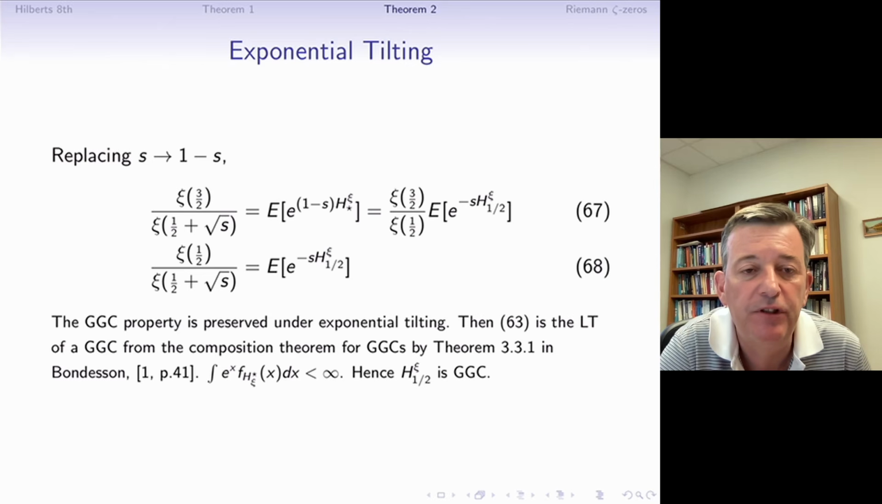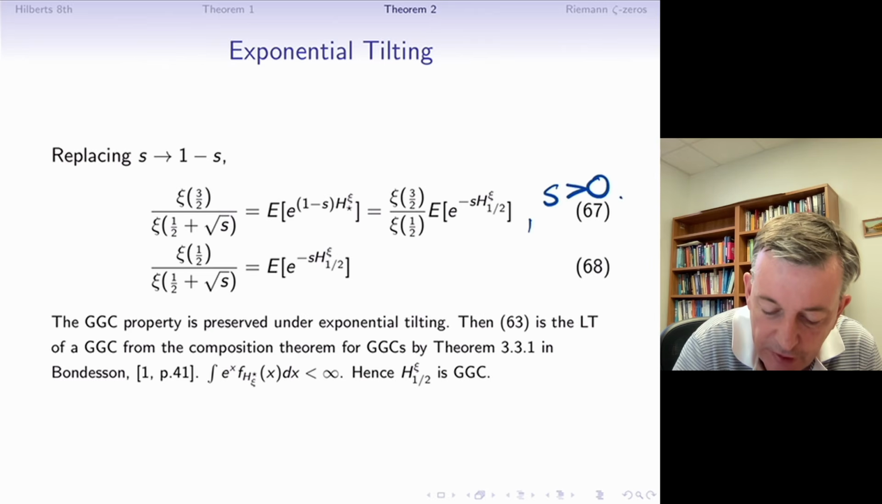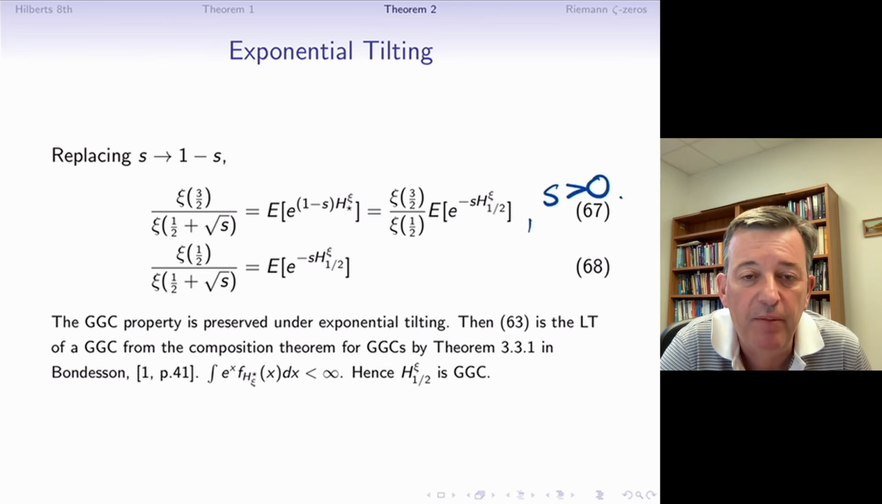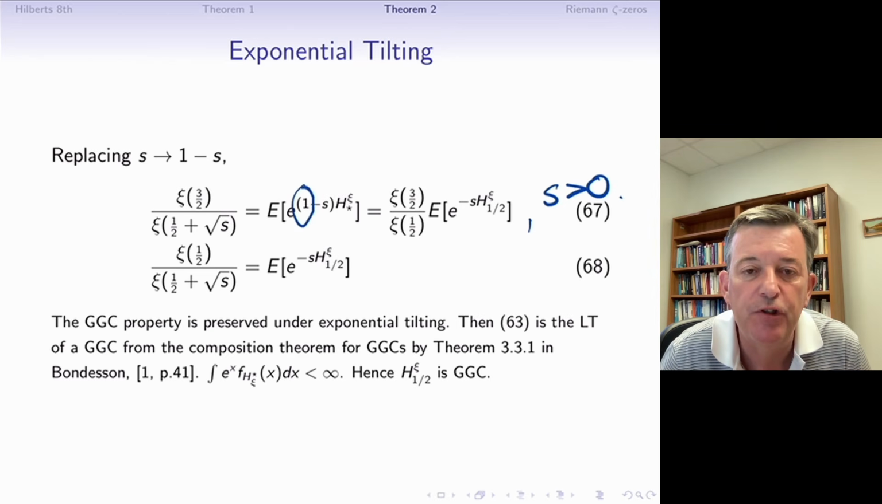Okay, so here's how we get to Thompson's condition. Simply replace s by 1 minus s. So xi of 3 upon 2 over xi of a half plus root s. Remember that one of the key points is that Thompson's condition, we only have to check it for real s bigger than 0, so that square root of s is well defined. So essentially replacing s by 1 minus s, the expected value now becomes expected value of e to the 1 minus s times h star. Essentially this is an exponential tilt of the Laplace transform of the h star random variable.